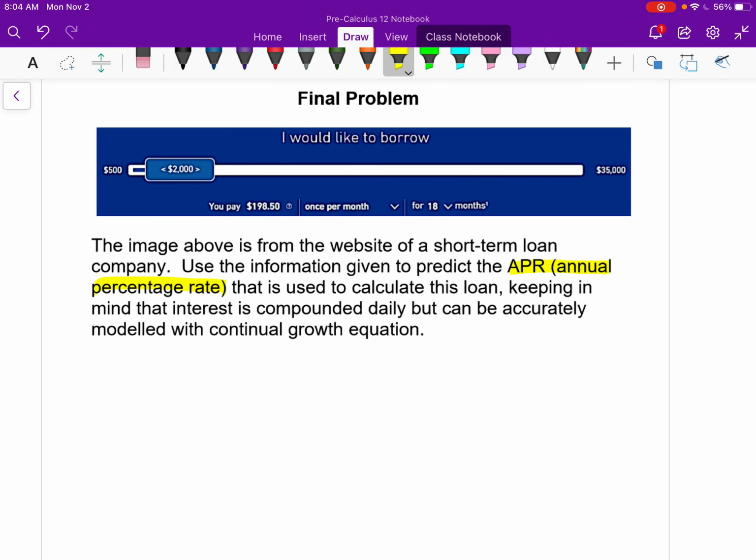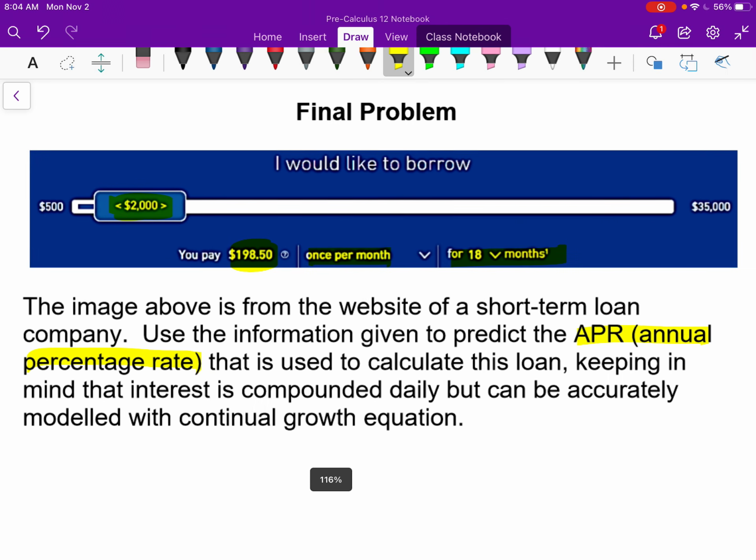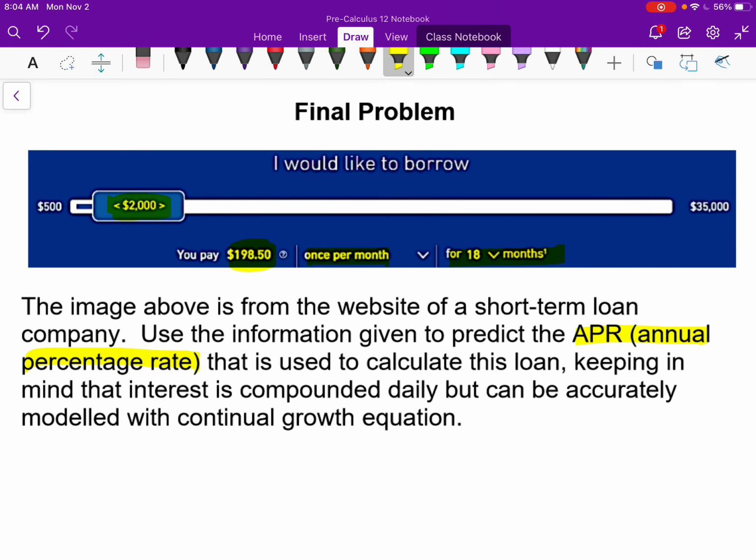So again, what do I see here? I see that if I want to borrow $2,000, I'll pay $198.50 once a month for 18 months. So on this website I found, to make it really easy to show you, you can literally slide this bar around and it shows you how much you want to borrow and how much you have to pay back, but never does it actually tell you easily what the actual interest rate is on this website.